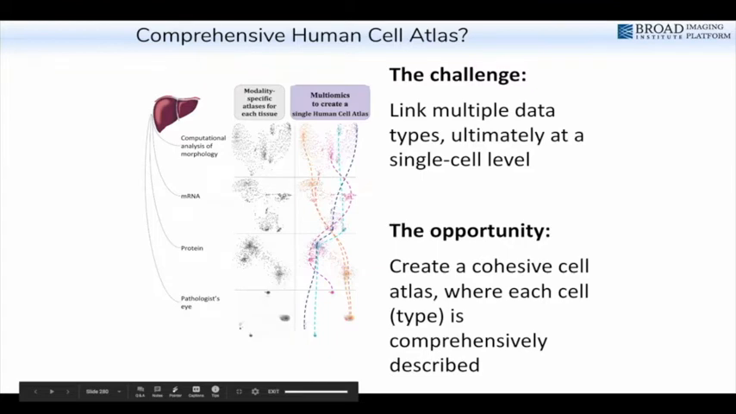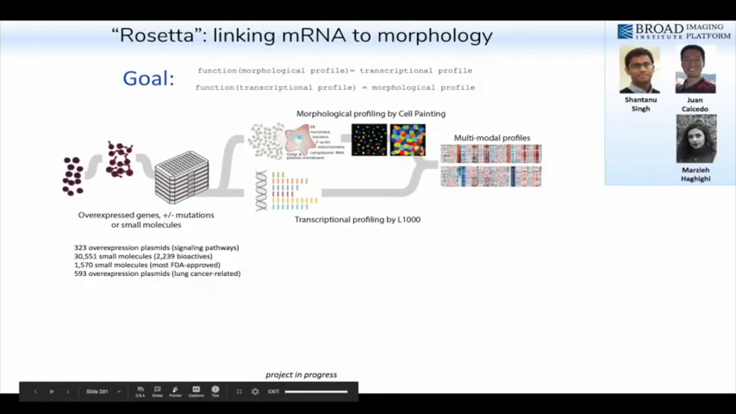And so this led us to propose the Rosetta project, which we're currently in progress. I don't have any results to show specifically, but the goal of the project, I think, is a neat one to ponder. That is, can we learn a function where, if you give me a morphological profile, I can give you the transcriptional profile of the corresponding cell, and vice versa. If you give me a transcriptional profile, I can give you a morphological profile back. And the way we're doing this is using data where we have both data types available, both the morphology profiling by cell painting and the transcriptional profiling by L1000.